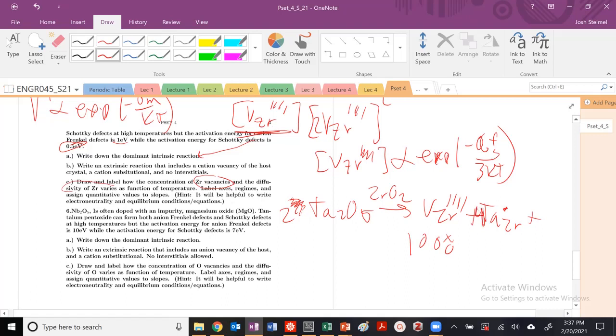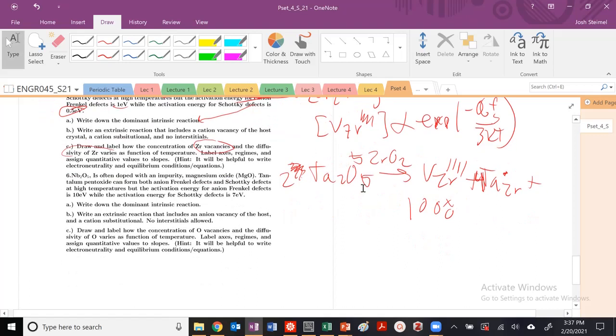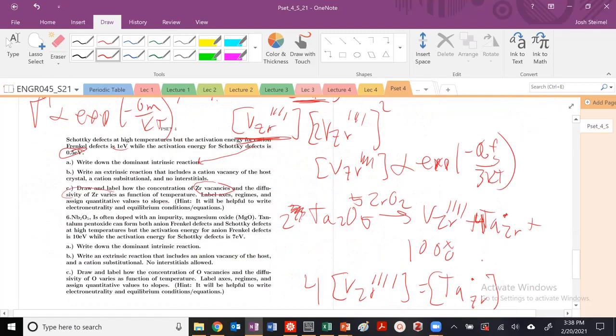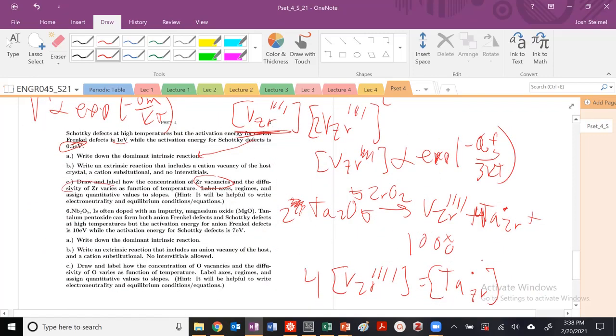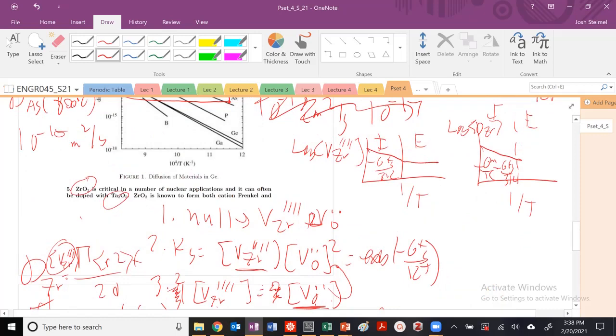So I'm good here. So 4 zirconium. Actually, I have 5 zirconium. And then done. So this extrinsic reaction does not vary as a function of temperature, so I just need my 4 vacancy Zr 4 equals Ta concentration. This is just my electroneutrality expression here. So I don't vary as a function of temperature for my concentration of zirconium vacancies. So really, all I have is the concentration here, which is just going to be the log of 1 over 4 times concentration Ta Zr here.